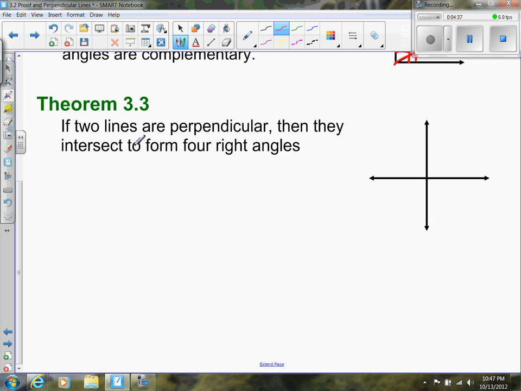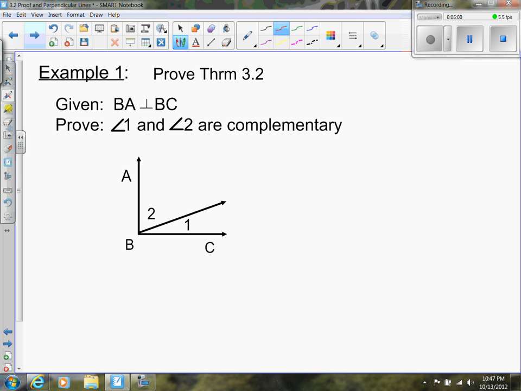And if two lines are perpendicular, so these lines are perpendicular, they form a right angle, then they intersect to form four right angles. So now, when we talk about two lines being perpendicular, perpendicular means one right angle, but if we have two lines, it's going to form four right angles. All those angles are right angles.